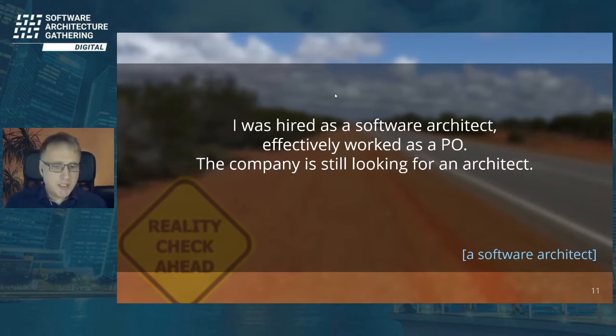Another feedback I got was, quote, I was hired as a software architect. Then I worked as a product owner, basically. But the company is still looking for an architect. It seems like something has definitely gone wrong here somewhere, not on the part of the person doing the architecting job, but on the other side. But that's definitely a problem for the person doing this job. It's not in his or her job description to be a product owner. She wanted to become an architect. So what do we do now?